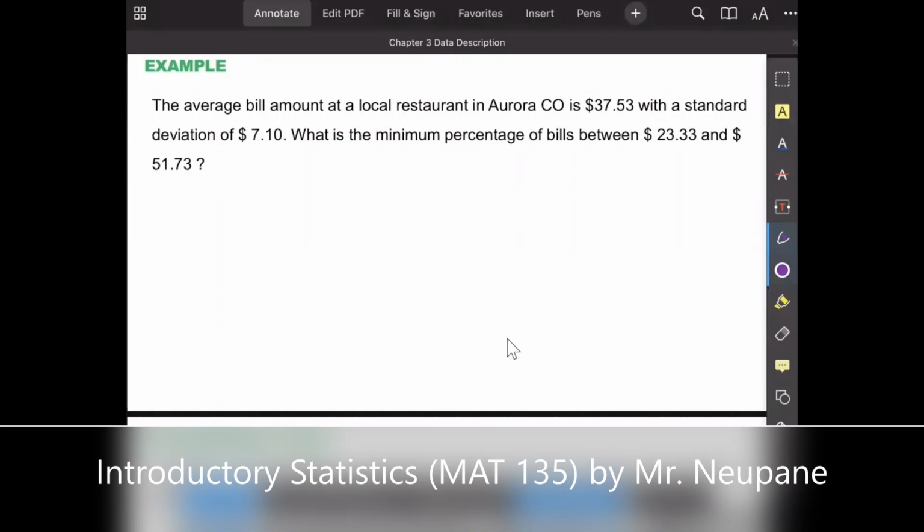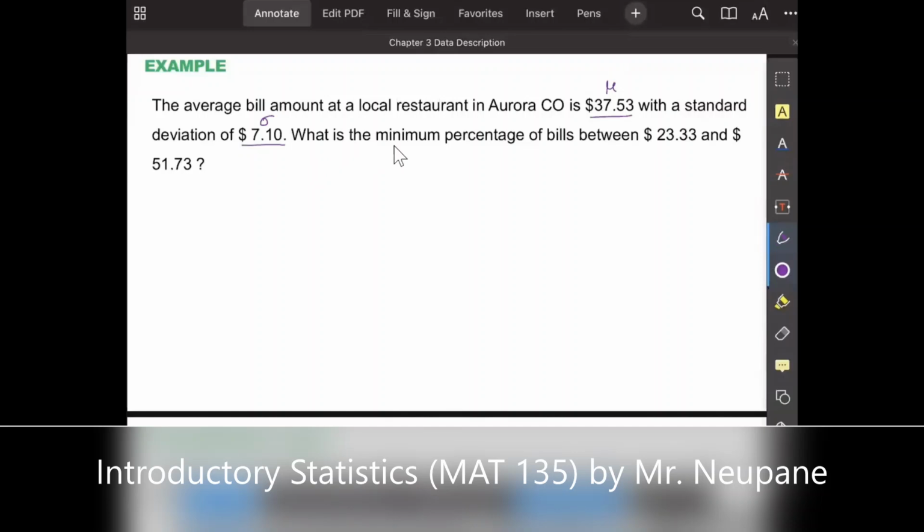So here is the example. Let's find out what is asked here. The average bill amount at a local restaurant in Aurora, Colorado is 37.53. So that is the mean, with a standard deviation of 7.10. This is your standard deviation.